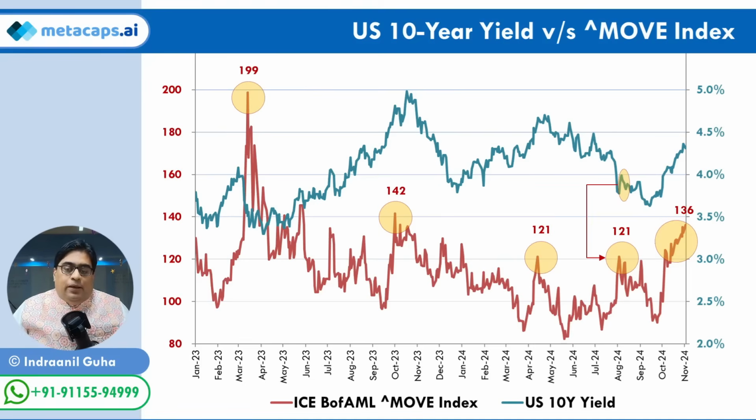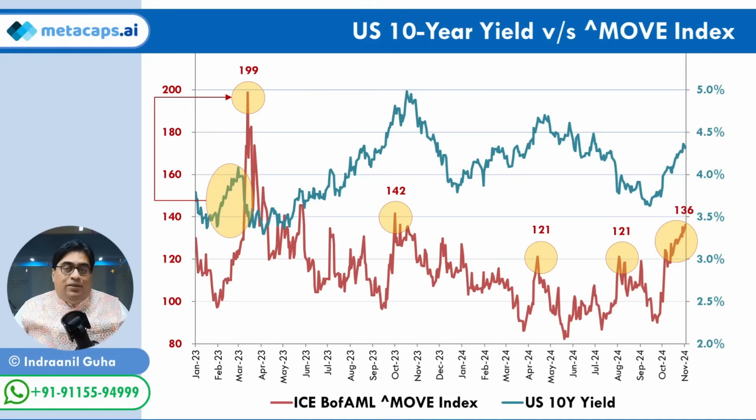We got a similar spike back in April of 2024 because of, once again, this big spike in US government bond yields around that time. Prior to that, an even bigger spike in bond yields when the MOVE Index went up to 142 because of this large spike in US government bond yields. And then prior to that, we got this mother of all spikes in the MOVE Index in March of 2023 when the MOVE Index shot up to almost 200.